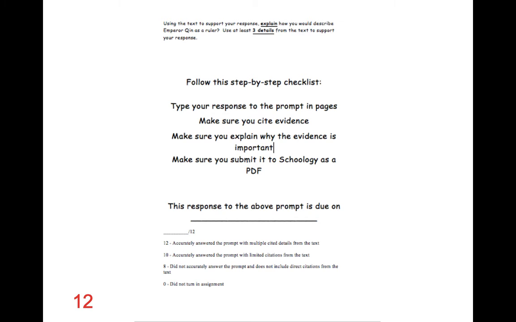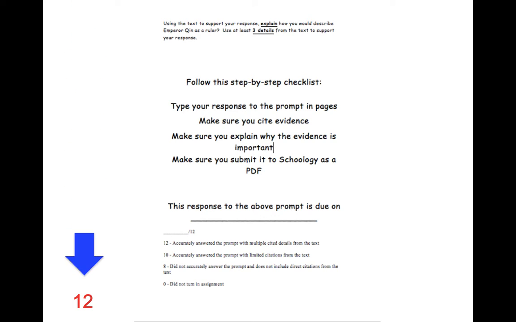And then you're submitting this to Schoology as a PDF. So when you're in pages, you export. Do not share the document. So from pages, you take that document, you export it to Schoology. It'll ask you how. You'll pick it as a PDF, and then you'll pick my submission box, which is in the Emperor Qin folder, Emperor Qin TDA, and 12-point assignment, I think is what it's called.